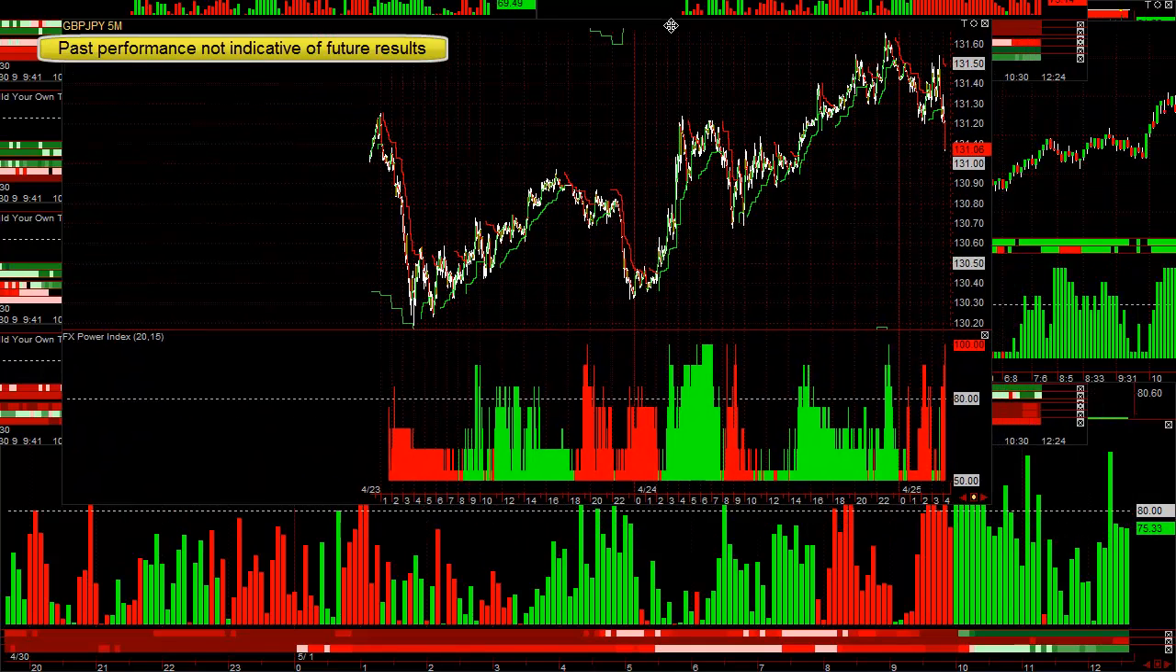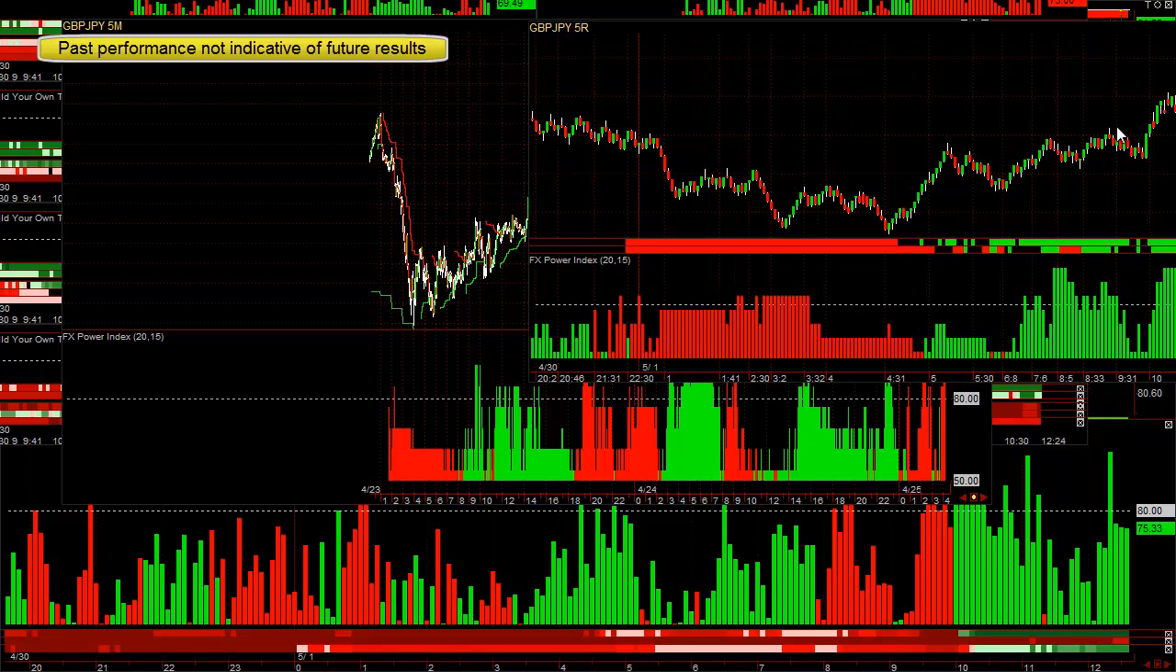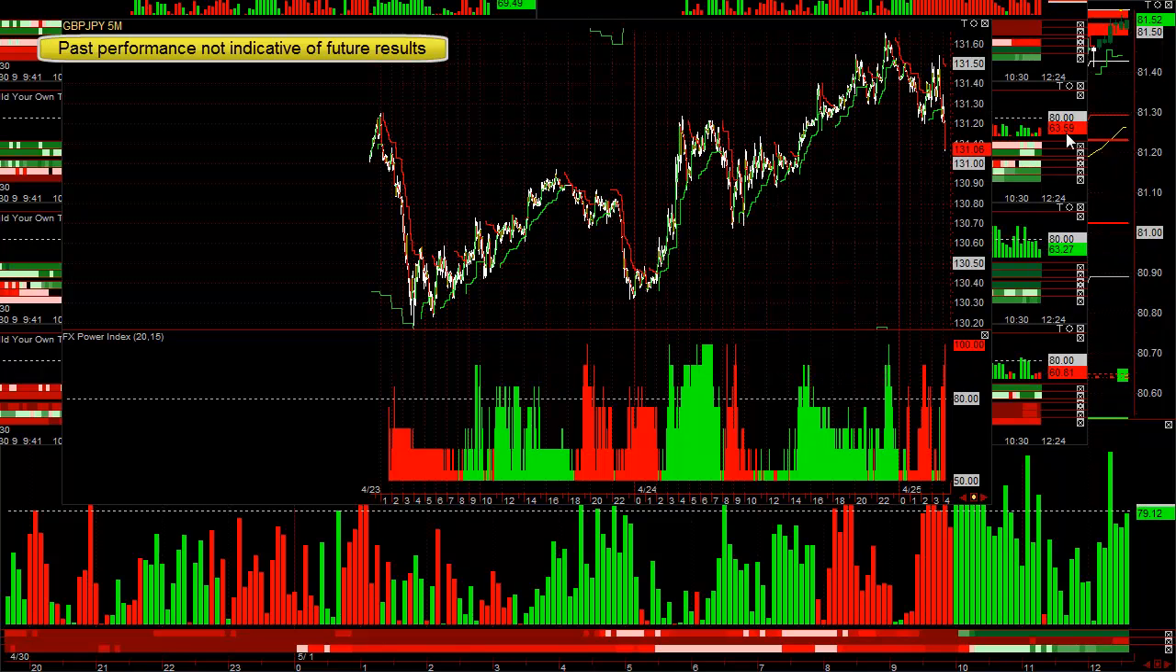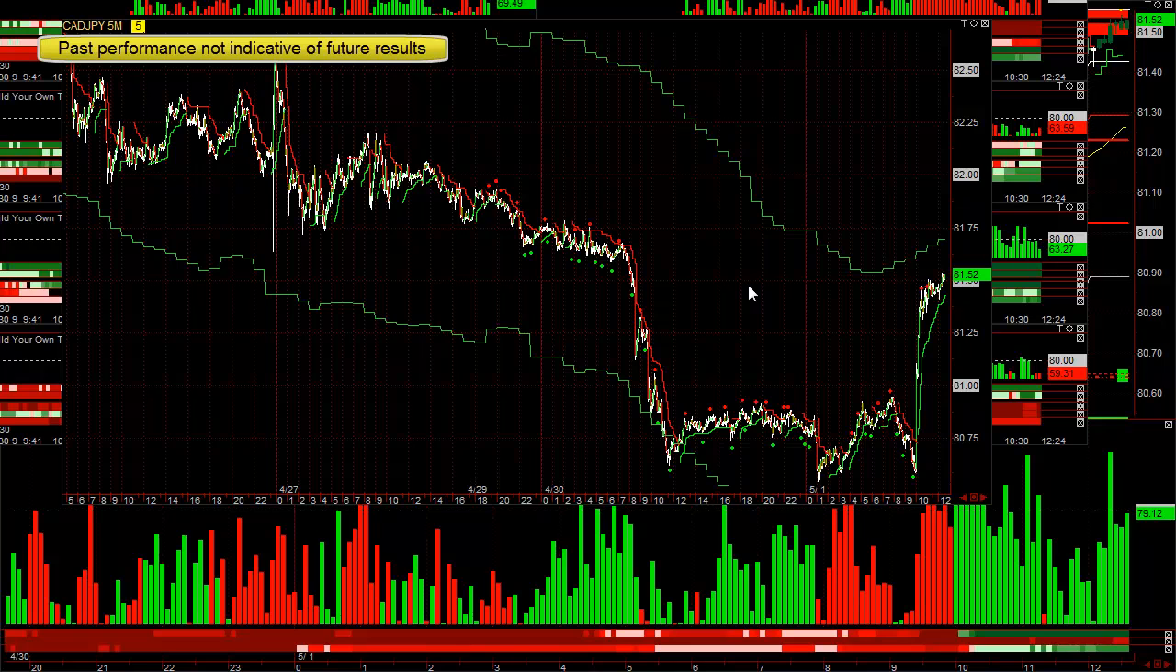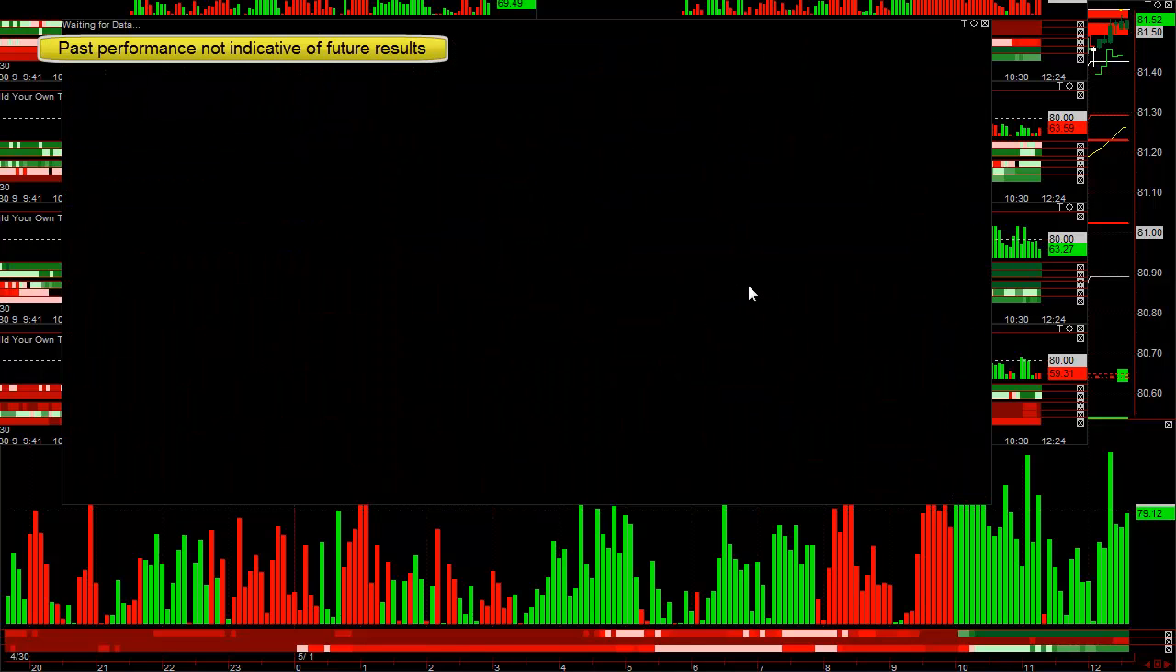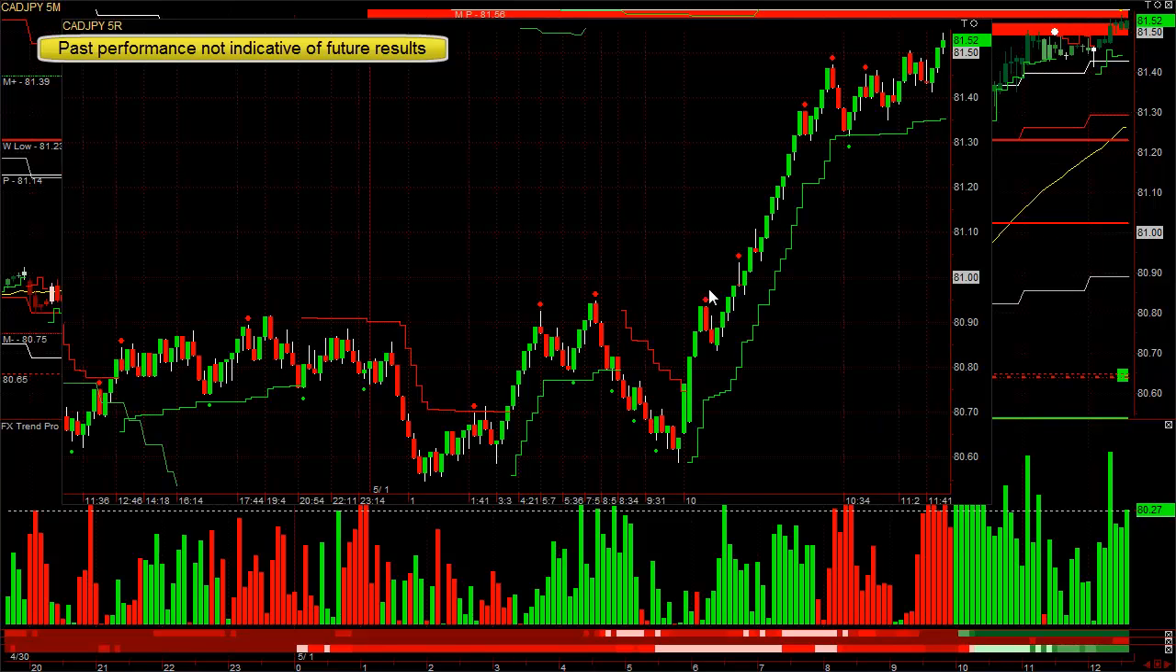I don't have the CAD yen on this one running, but let me see, what's this one? Pound yen. Let me just put it on here as a range bar. CAD yen, 5 pips per bar. And you can see that when this thing took off, it came right back up to the previous high, which oftentimes is a resistance area.